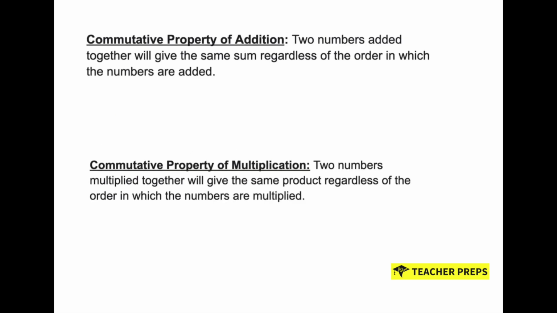The first 2 properties that we're going to talk about are the commutative property of addition and the commutative property of multiplication. The commutative property of addition says 2 numbers added together will give the same sum regardless of the order in which the 2 numbers are added. So when you switch 2 numbers around in the addition problem, it's not going to change your answer. For example, if I take 5 plus 2, I get 7. If I switch the 5 and the 2 around, our answer is also going to be 7.